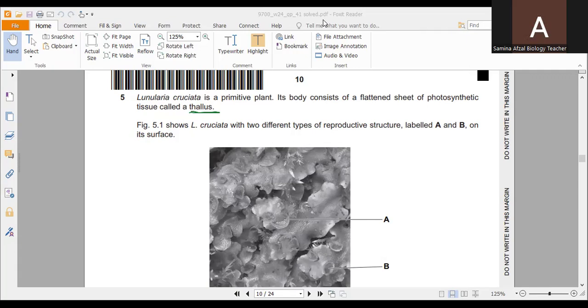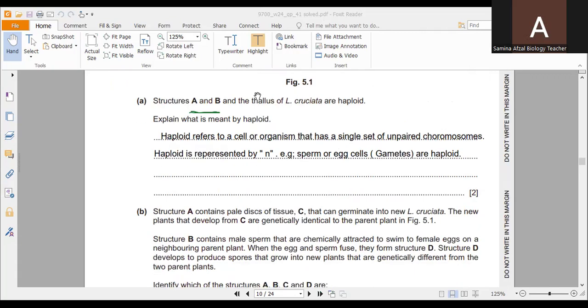Now, figure 5.1 shows L. cruciata with two different types of reproductive structures labeled A and B on its surface. Structures A and B and the thallus of L. cruciata are haploid. And this thallus is found in some types of algae, fungi, and in liverworts. So, Lunularia cruciata is a liverwort. So, they lack roots, stems, and leaves.